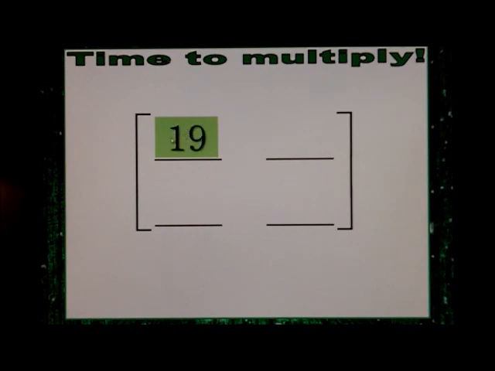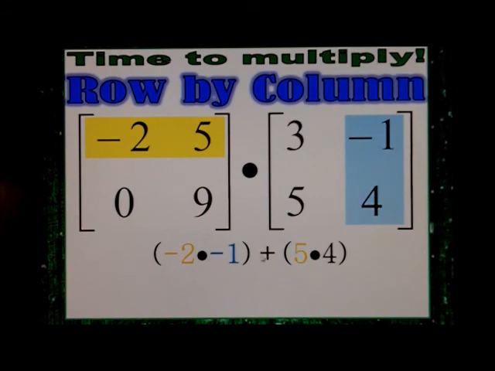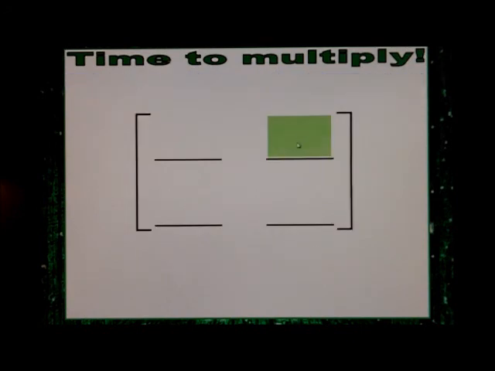The next spot we're looking for is over here to the right, the top right corner. How do I do that? Again, row by column. I take this row times this column. I get -2 times -1, and I add that to 5 times 4. That gives me a 2 here and a 20 there, and together it gives me 22. So 22 goes in the top right spot of my matrix. Don't forget, I already have 19 in that spot. So now I'm halfway home. I got half of my numbers in my matrix. I only have to continue the process 2 more times.